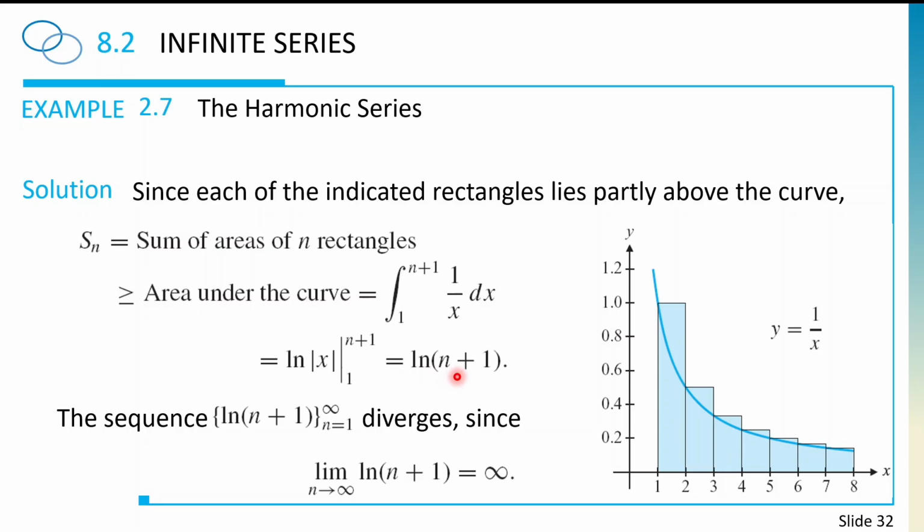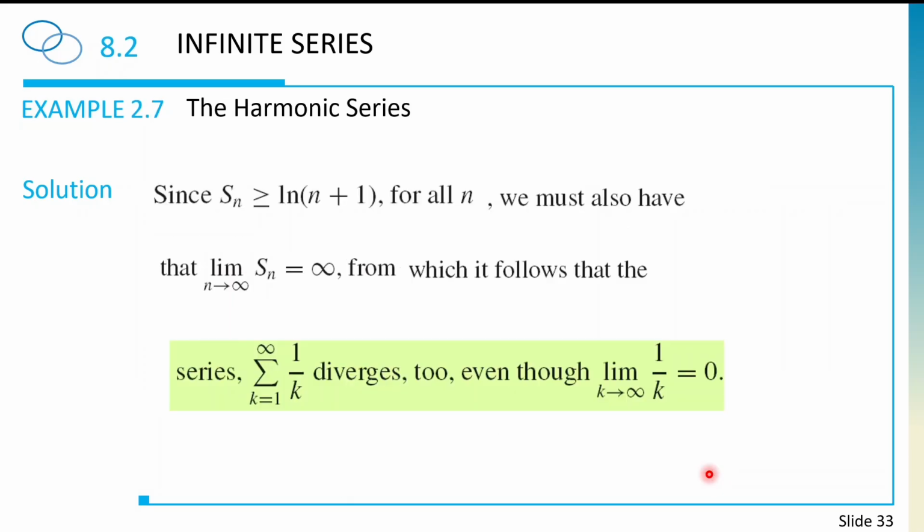Okay, so ln of n plus 1 as n approaches infinity, this is an improper integral, by the way. As n approaches infinity, it diverges. And from the comparison test, this is larger than a divergent one. So for sure, the summation of the areas of the rectangles diverges, which is the harmonic series. So this is one of the proofs used to show that the harmonic series is divergent. And the harmonic series is a good example to show that the limit of 1 over k equals 0, but yet as a series it's divergent.